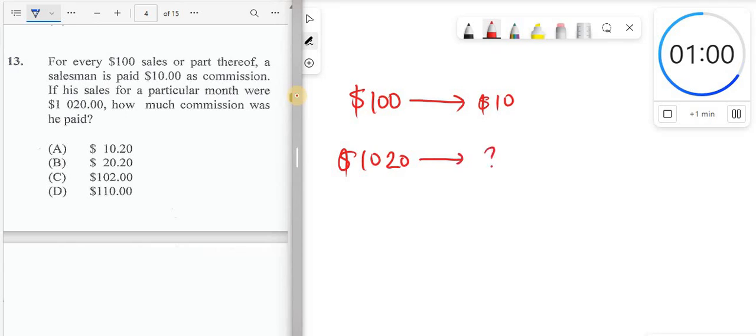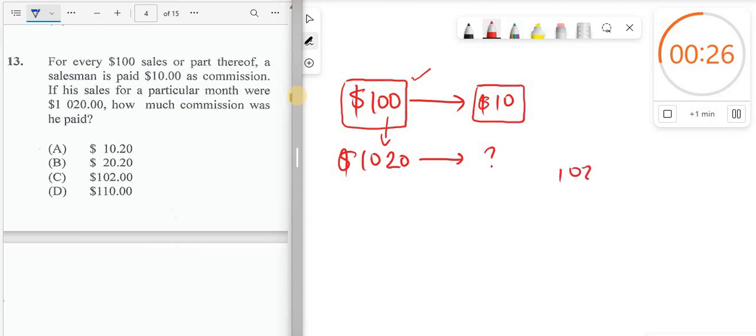All right, so for every $100, this guy gets $10. For instance, if he made $200, how much will he get? Twice as many, right? He'll get $20. If he makes $300, he'll get $30, because for every $100, he gets $10. So how many $100 will be in 1,020? That's the question, because every $100 that goes into this amount, he's getting $10.